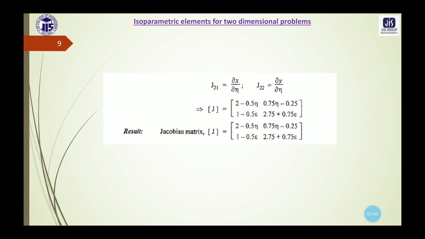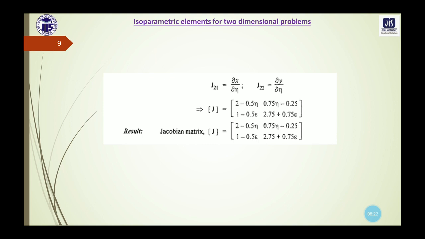The elements of this Jacobian matrix are in terms of eta and epsilon, the natural and local coordinates. So this is the procedure that we have followed. We have used the formula of the shape functions and the formula of the local coordinates. Then we put the value of the shape functions in the formula of the local coordinates, and finally we have got one relation between x, eta and epsilon, and another relation between y, eta and epsilon.